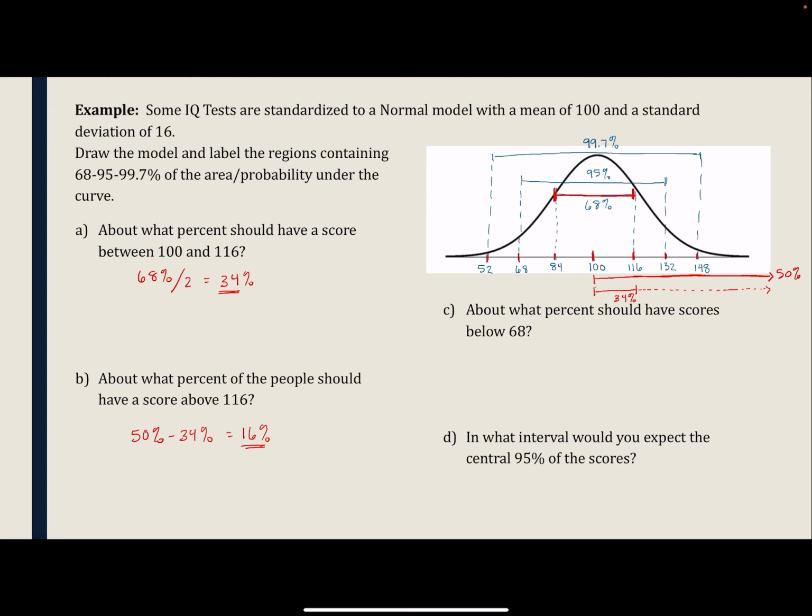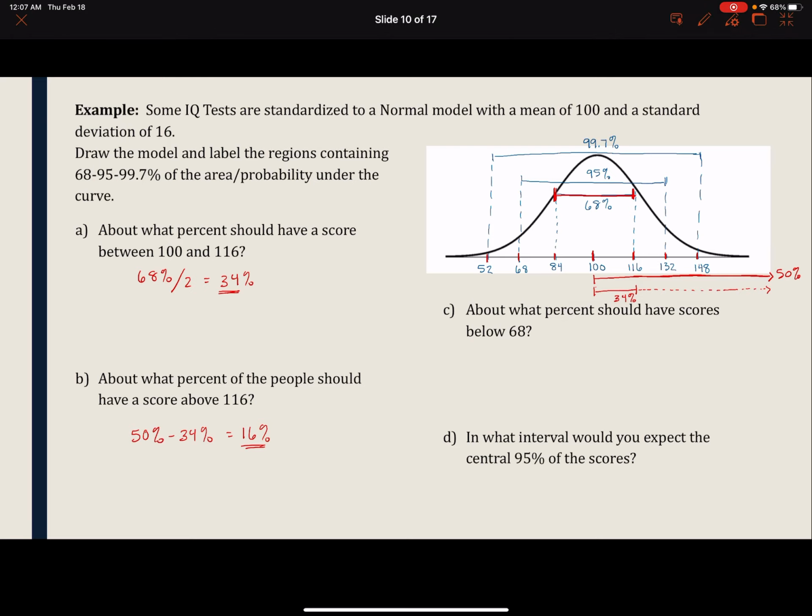For part C, it says what percent of scores should, or what percent should have scores below 68. Let me erase my previous marks here so that we don't get them mixed up. Okay, so below 68. So now I'm looking here, and I want to know what percent is below 68.